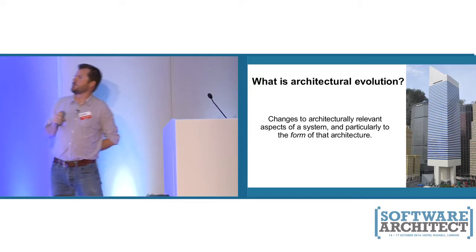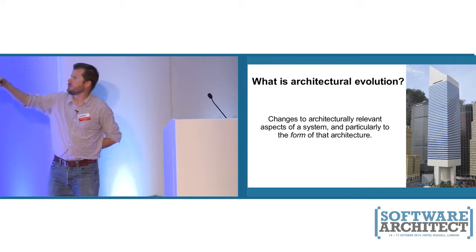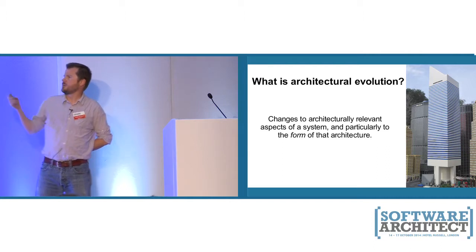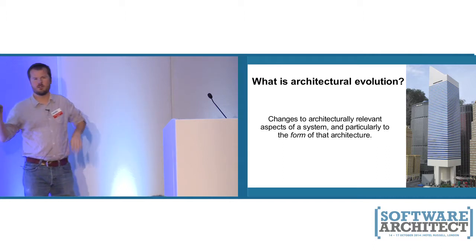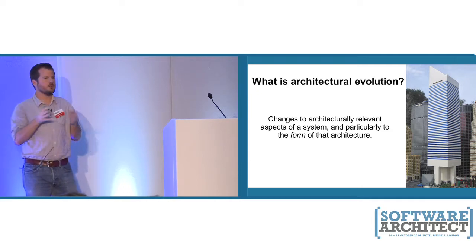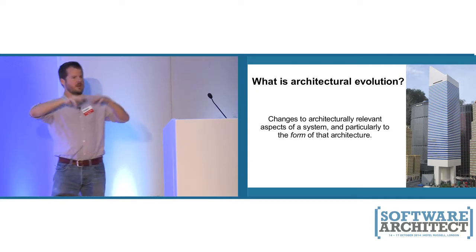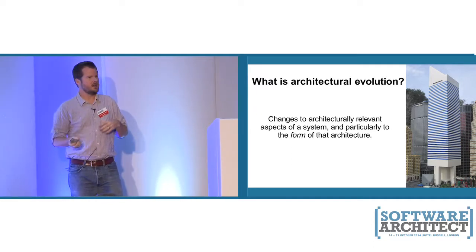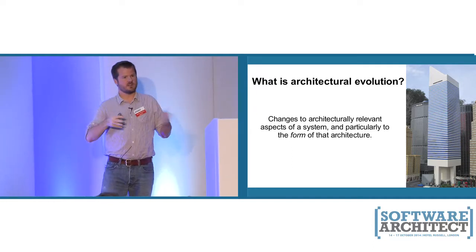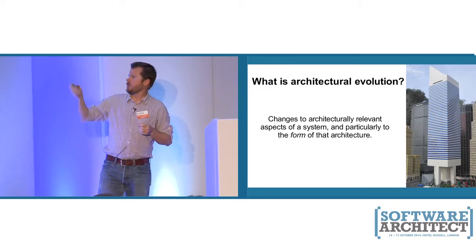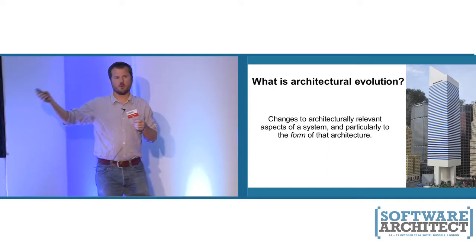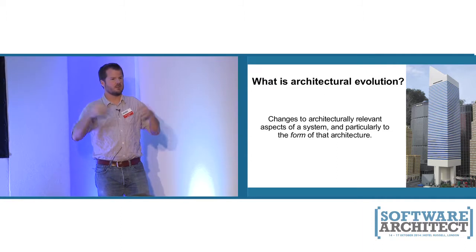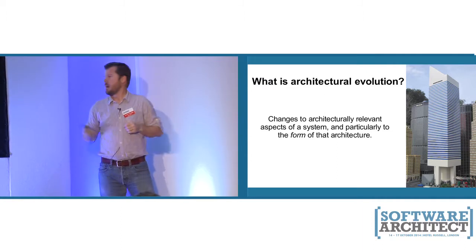So what is architectural evolution? Changes to architecturally relevant aspects of a system and particularly to the form of that architecture. There's a distinction in some circles between form and structure in architecture. Form being the abstract shape of the architecture and structure being technology applied onto that. People like Jim Coplien like this distinction and I find it useful. So I am talking mostly about the form of the architecture, changing the shape of the architecture, not so much the choices you've made in implementing it.